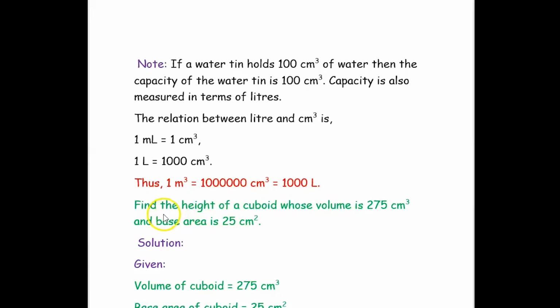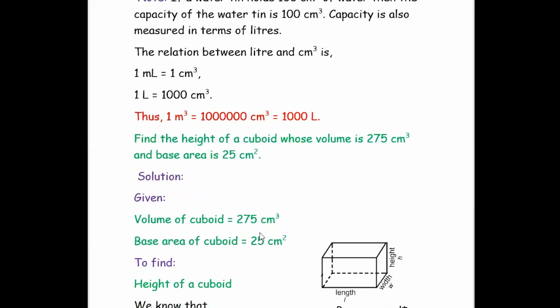Now we'll see one example. Find the height of a cuboid whose volume is 275 centimeter cube and base area is 25 centimeter square. Solution: they have given the volume of the cuboid as 275 centimeter cube. We know that volume is nothing but the space occupied by the cuboid, so it occupies 275 centimeter cube. The base area of the cuboid is given, that is 25 centimeter square, and we want to find the height of the cuboid.